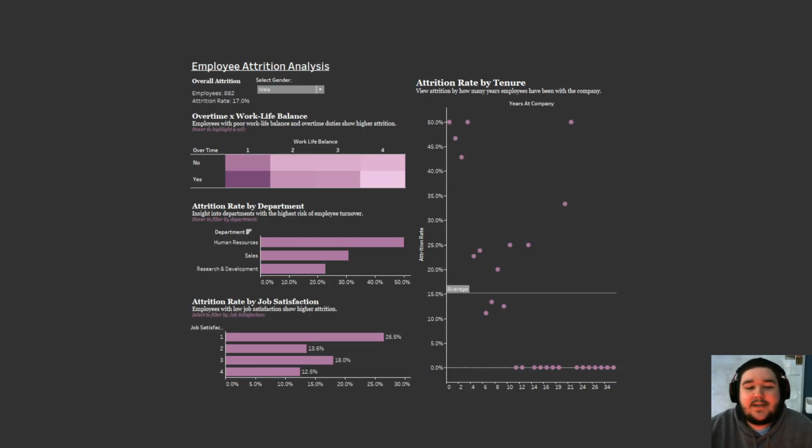In conclusion, this dashboard helps us identify multiple drivers of attrition: workload overload and poor work-life balance, departmental cultures, especially in sales and HR, low job satisfaction, and early tenure departures. By targeting interventions in these areas, we can look to work on significantly reducing attrition and strengthening retention over the long term of the employees' careers in the company.